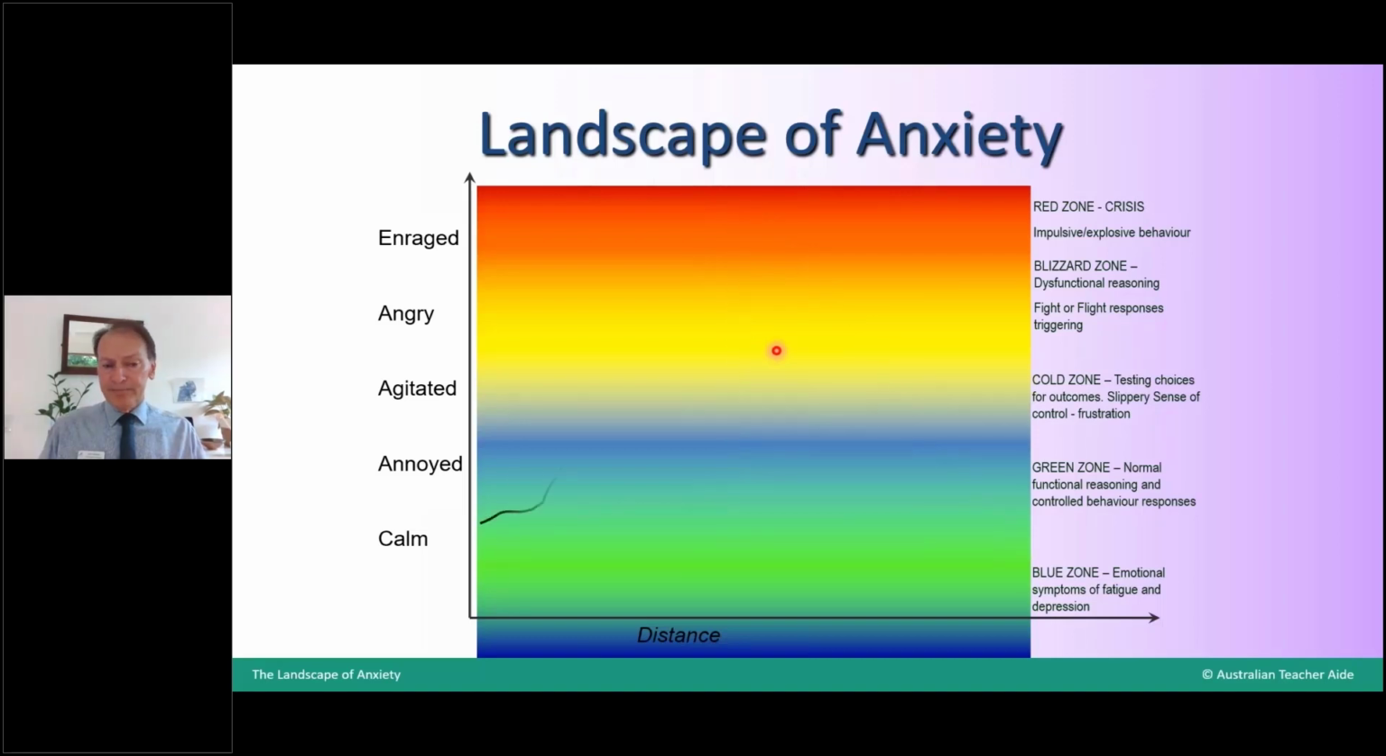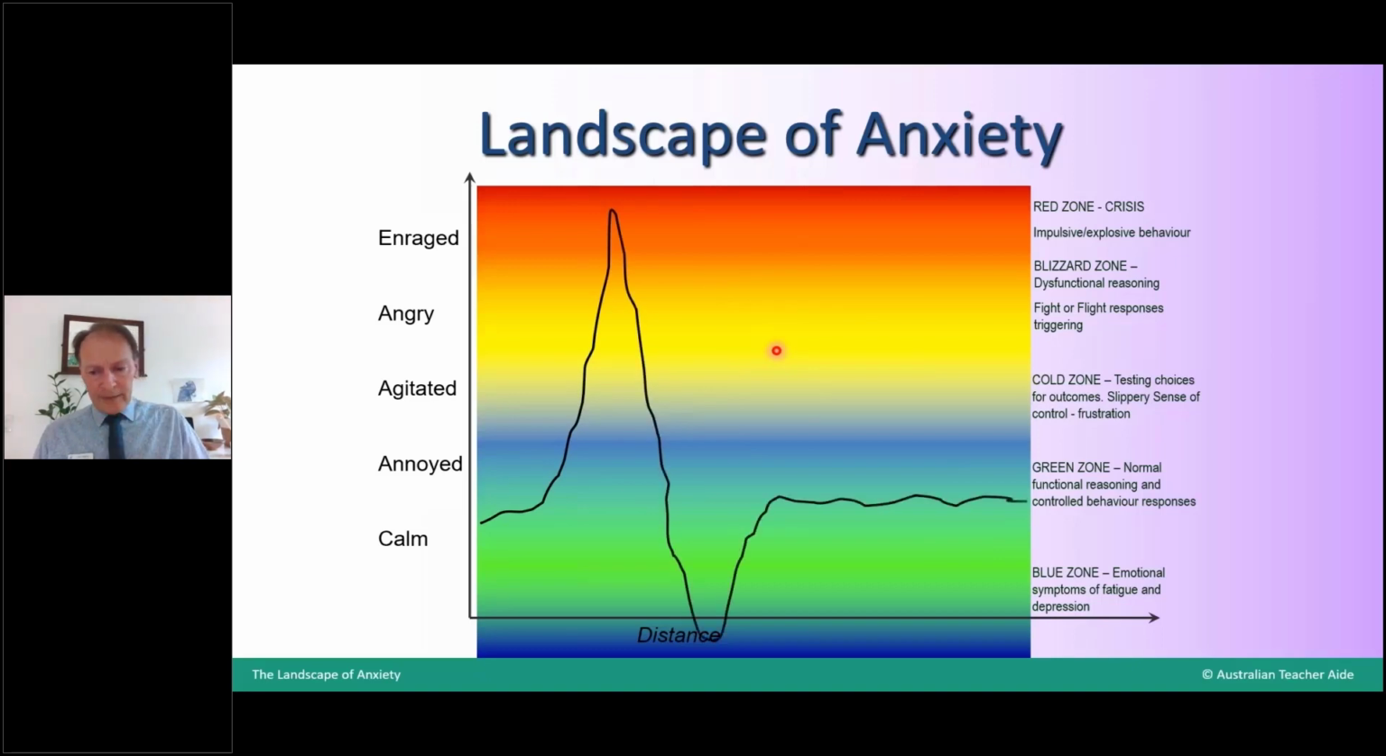So let's map this out again. Here's our graph. And now we need to start to look at, well, what could be some of the solutions to this? Because in a classroom, the teacher is tracking and getting annoyed and agitated. And so too could be some of those students.